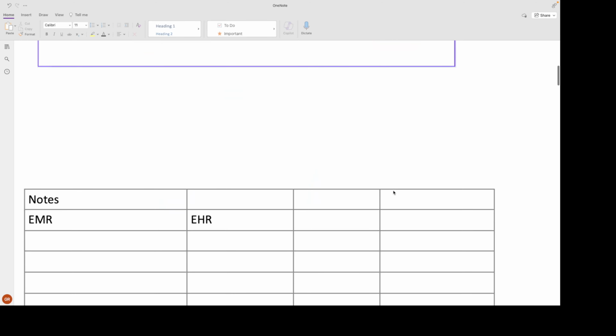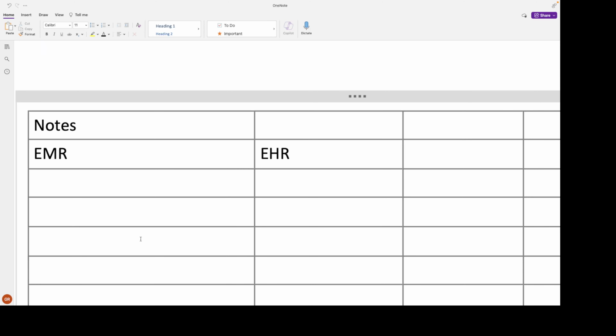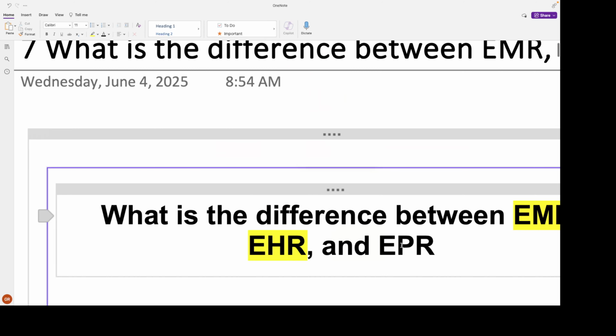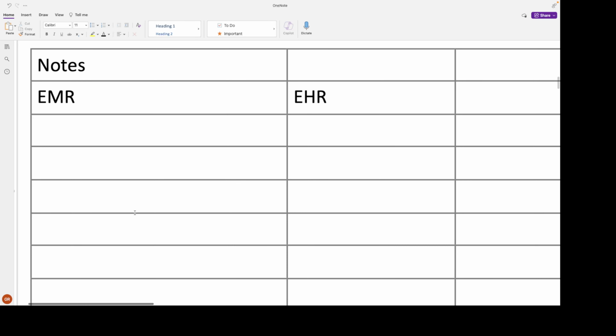So I'll just go down and you can see there are two nodes over here. I'll be explaining about EPR at the end because that doesn't make any big difference. You should only be able to remember about EMR and EHR. So that's a major difference. EMR is nothing but like your private gallery in your phone.